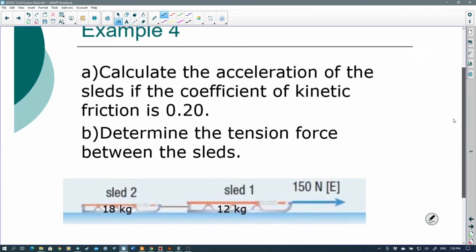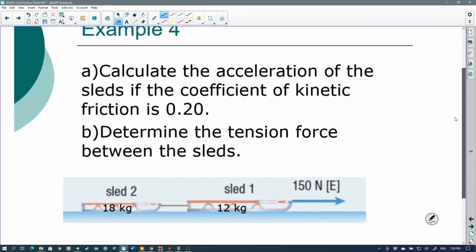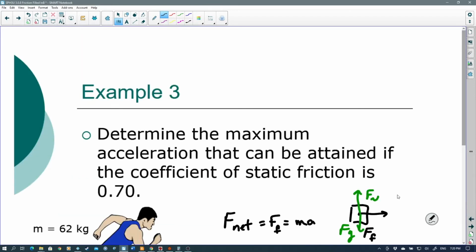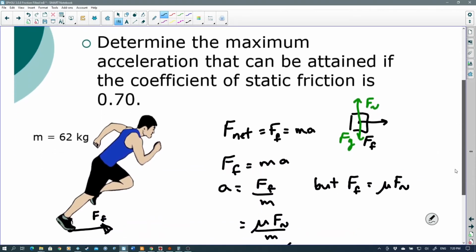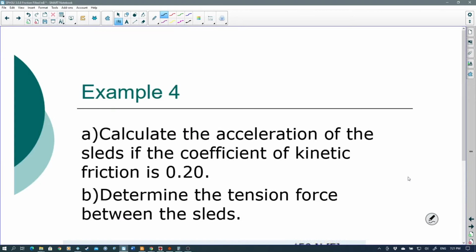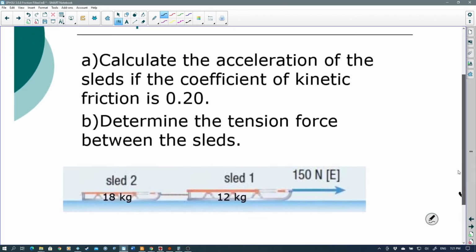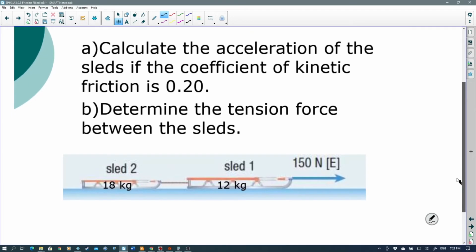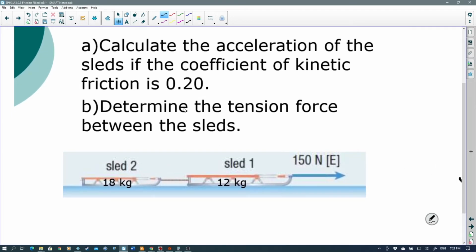Okay. So here's a question with sleds being pulled. We've done questions like this before. And it says calculate the acceleration of the sleds if the coefficient of kinetic friction is 0.20. Oh, by the way, I should probably go back and mention that this is static friction, right? This is just as the sprinter is about to run, so that friction is always a little bit bigger than kinetic friction. But here we're talking again about kinetic friction. So we want the acceleration of the sleds. The coefficient of kinetic friction is 0.20.